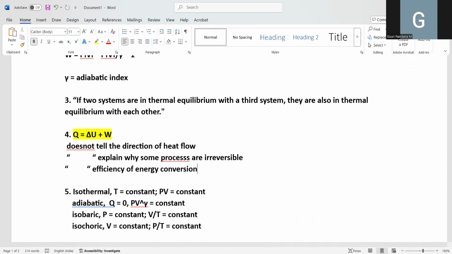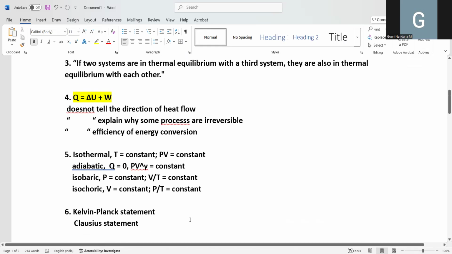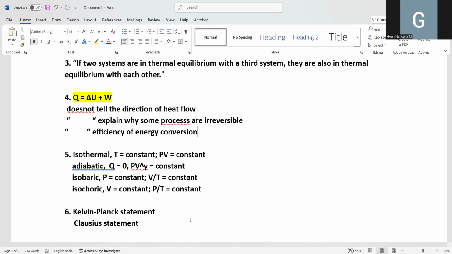The next question is: state the second law of thermodynamics. There are two statements, one by Kelvin-Planck and the other by Clausius. The Kelvin-Planck statement is: it is impossible to extract heat from a single reservoir and convert it entirely into work without any other effect. It explains that we cannot create a machine that takes heat from a single source and converts all of it into work, because whenever you are creating something, heat will be lost. That is what the Kelvin-Planck statement says.